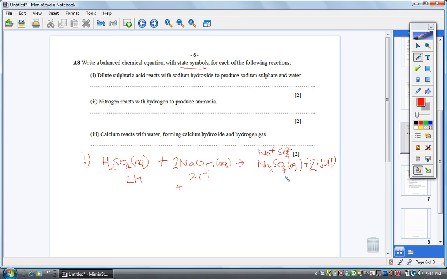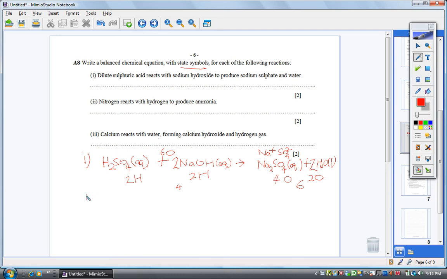Now we come to oxygen. We have 4 in sodium sulfate and 2 in water, total 6. And on the left, oxygen is balanced with 4 here and 2 here, 6 oxygen. So oxygen, hydrogen, and sodium are balanced.